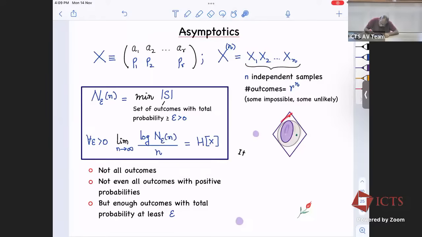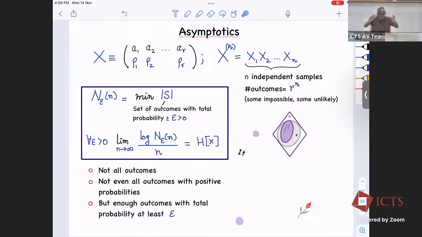r to the power n, each outcome. Each experiment is going to result in one of r possibilities, and you are performing this experiment n times. So there are r to the power n possibilities. Some of them are likely, some of them probably have zero probability because maybe one of these p_i is zero. So there are things like this which have zero probability, things like this which have low probability, and things like this that probably have high probability.